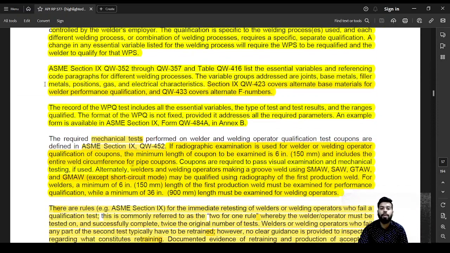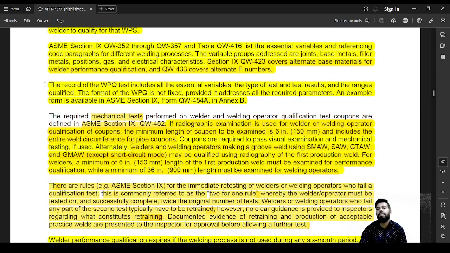ASME Section 9 QW352 through QW357 are the essential variables referencing the code paragraph for the different welding processes. The variable groups addressed are joints, base metal, filler metal, position, gas, electrical characteristics. We have already seen this as essential variables.